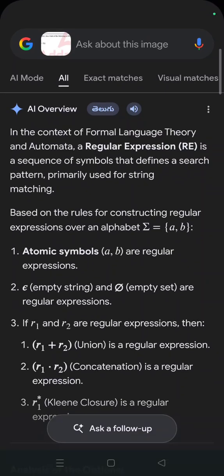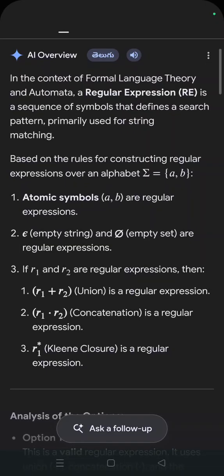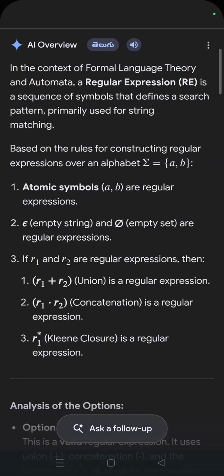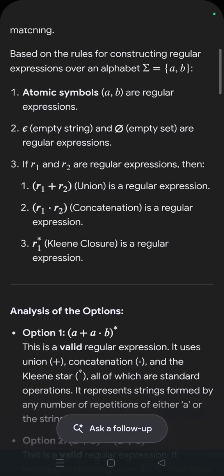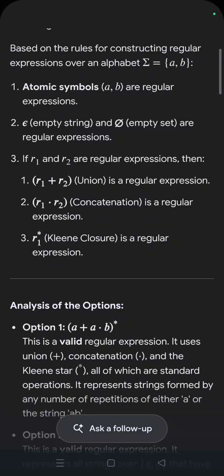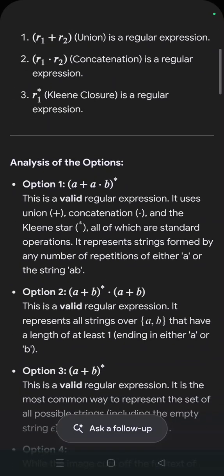Regular expression based on the rules: atomic symbols A and B are regular expressions. Epsilon and the empty set are regular expressions. If R1 and R2 are regular expressions, then R1 plus R2 (union) is a regular expression, R1 into R2 (concatenation) is a regular expression, and R1 star (Kleene closure) is a regular expression. Option 1 is a valid regular expression.